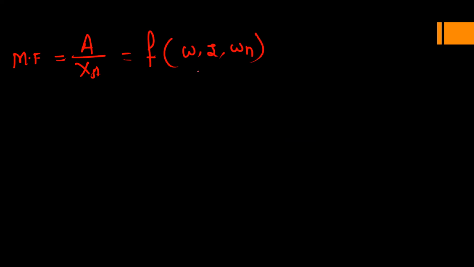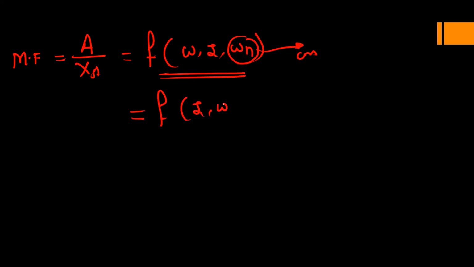So this complete equation for the magnification factor, A upon X static, is a function of omega, zeta, and omega n. So for a particular system, if you assume omega n as a constant, then it is just a function of two parameters, zeta and omega. So if you change any one parameter, either zeta or omega, you will get a different value of the amplitude or magnification factor.